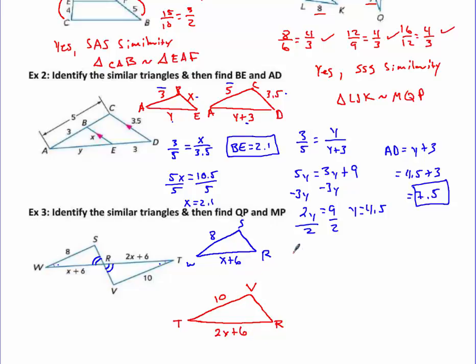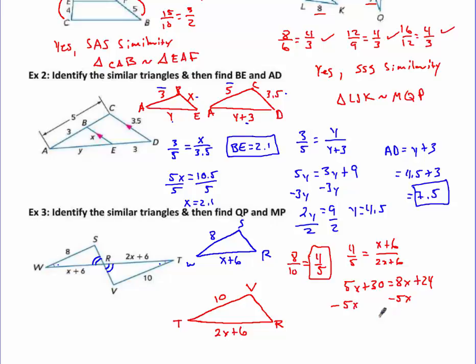So if I look at my 2 triangles, I've got 8 over 10, which is 4 over 5. So that's my ratio. And now I'm going to do 4 over 5 equals x plus 6 over 2x plus 6. I'm going to cross multiply and get 5x plus 30 equals 8x plus 24. Minus 5x. 30 equals 3x plus 24. Minus 24, minus 24. 6 equals 3x. So you should get that x equals 2.